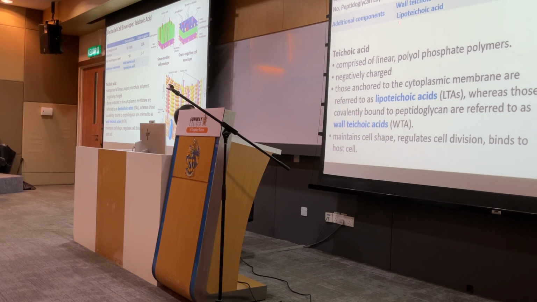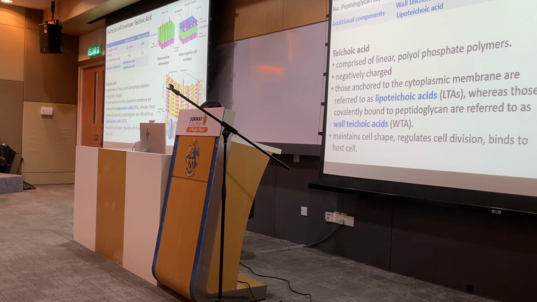However, also, we talk about this teichoic acid, something that is present in gram-positive but not in gram-negative. So what is teichoic acid? It is a linear polyol phosphate polymer. It's sort of like a polymer. It's negatively charged, and it's important. There are 2 types. One is called lipoteichoic acid. The other one is called wall teichoic acid.